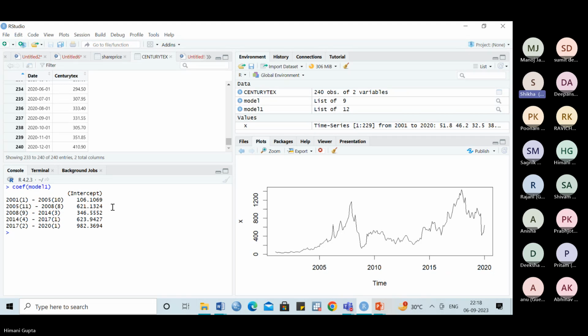Ma'am, my internet just got connected. Ma'am, can you tell me the coefficient model again?